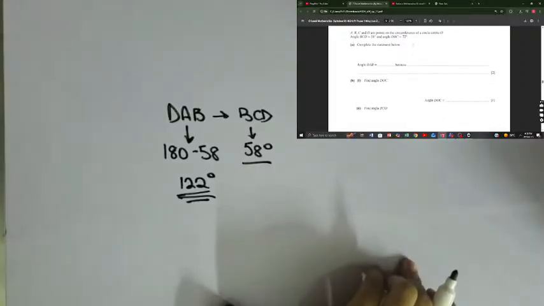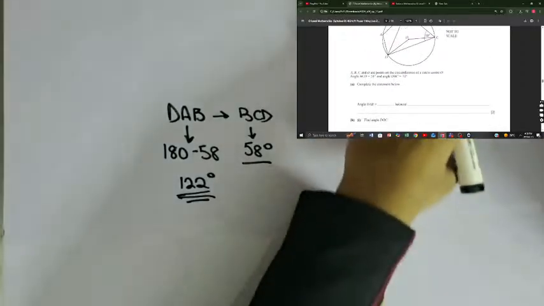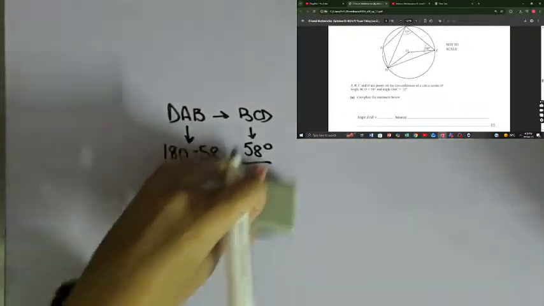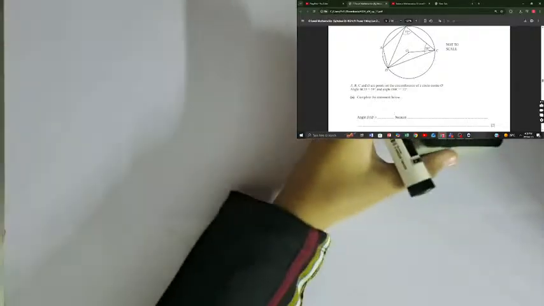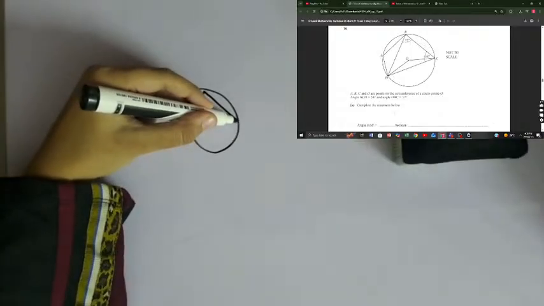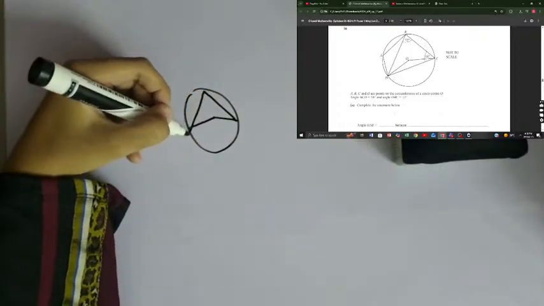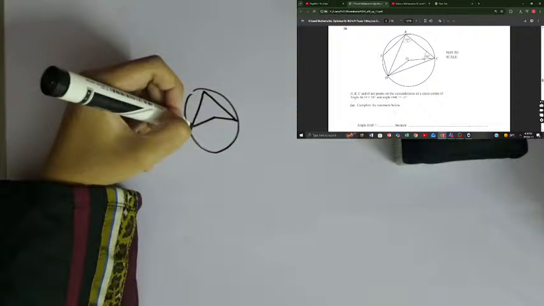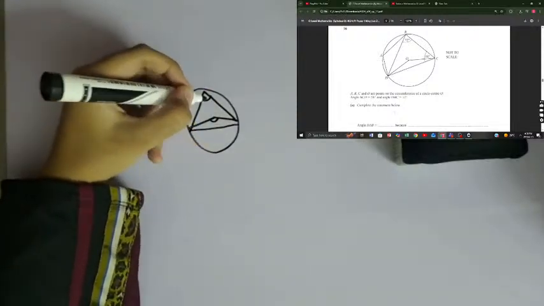The next question they're asking us to find DOC. Now for DOC, that was a property that I explained a while earlier. It was basically that when there is a figure in which there is an angle at the circumference and then there's an angle at the center and they're both subtended by the same arc, then that means that the angle at the center is double that of the circumference.